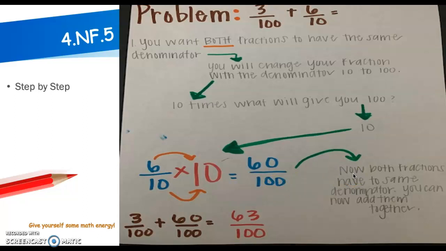Now we can add them together. So now we're going to bring down our first fraction, which is 3 100ths, plus 60 100ths, and that gives us 63 100ths. You're not adding your denominators, you're only going to add your numerators, and 3 plus 60 is 63.